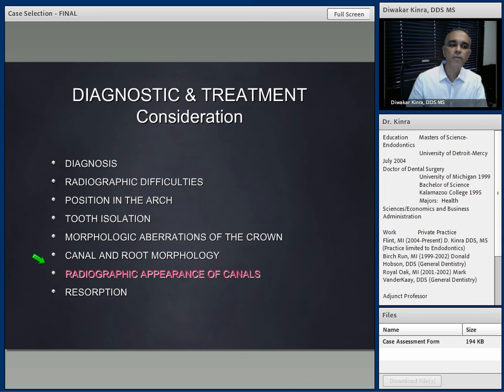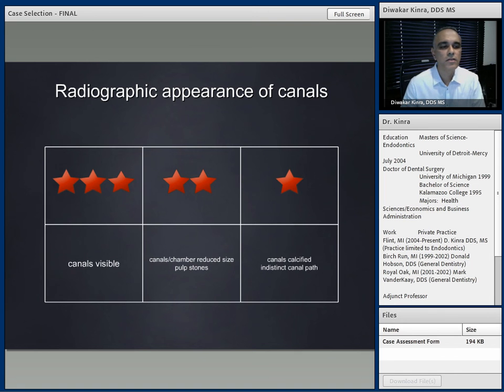And that kind of falls onto the radiographic appearance of the canal. When we take a look at this, those 3-star cases are our canals that are visible, okay? And those are our favorite cases to do. But again, when the chamber becomes reduced in size, or the pulp stone, or they become calcified or indistinct canal paths, we need to be a little bit more careful.